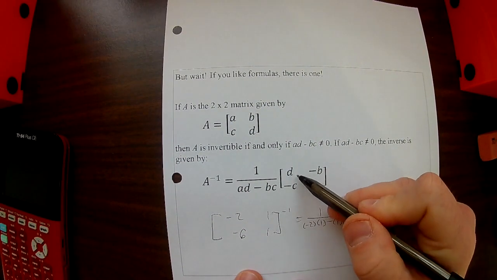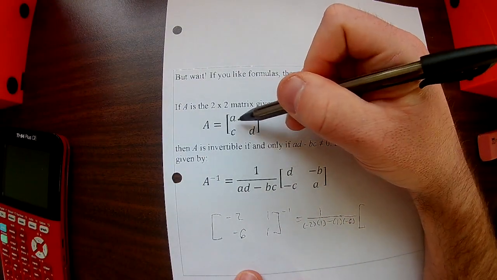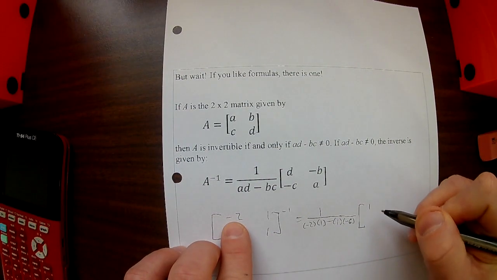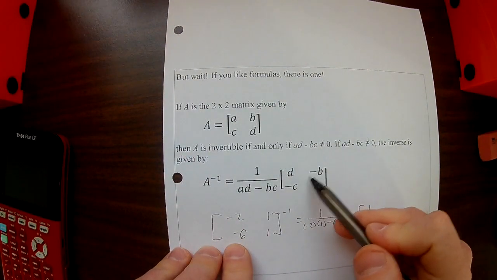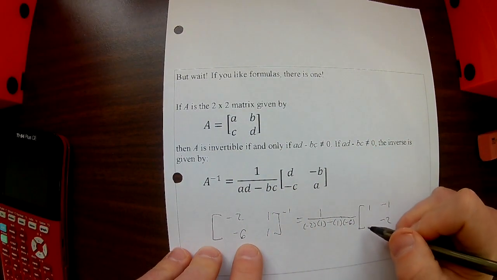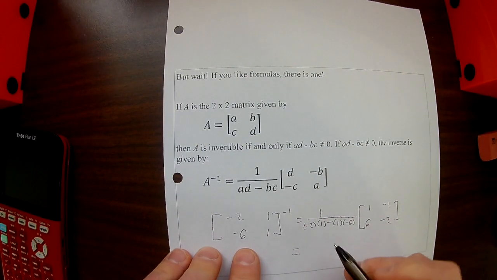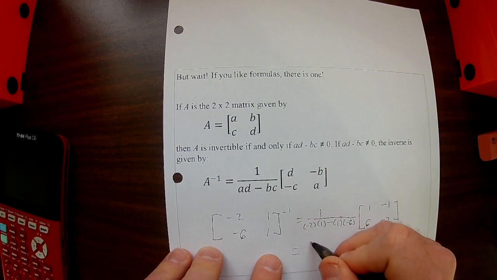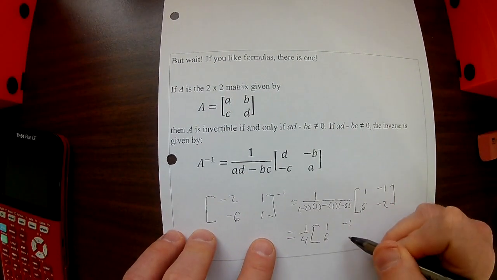And then multiply by [D, negative B; negative C, A]. On the main diagonal, I just flip the locations. So I'm going to take that 1 and put it in the upper left, and take that negative 2 and put it in the lower right. And then along the secondary diagonal, B and C stay in the same location, they're just negated. So negative 1 and positive 6. Now looking a little further, I've got 1 over negative 2 minus negative 6, so 1/4 times [1, negative 1; 6, negative 2].